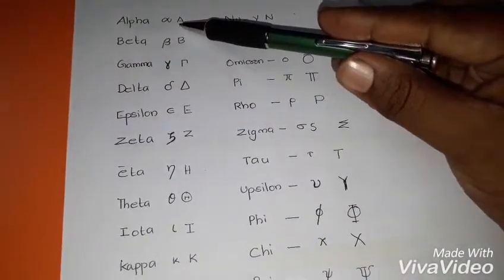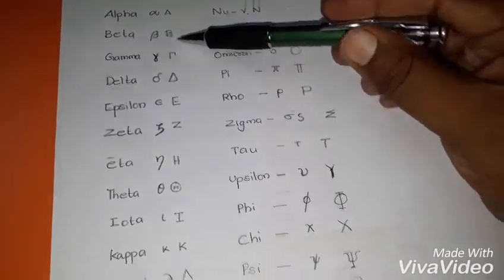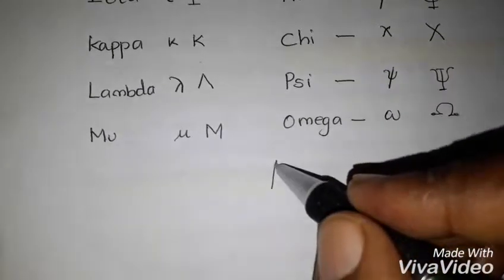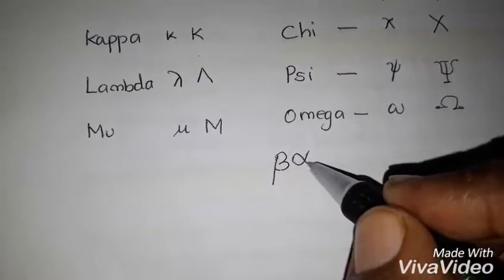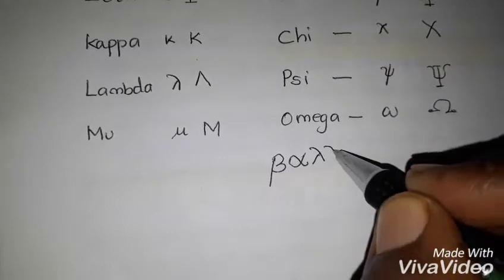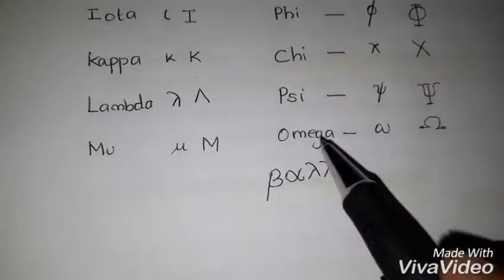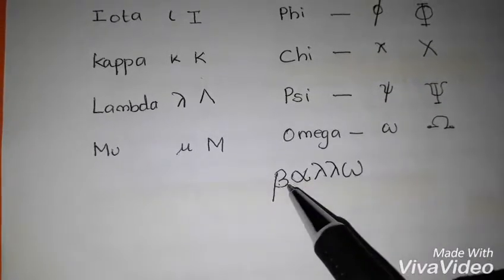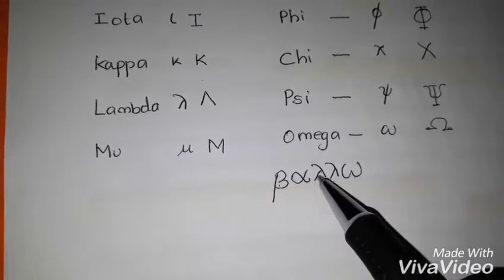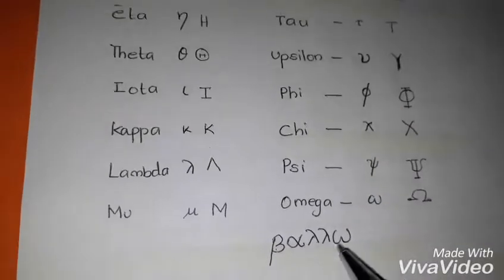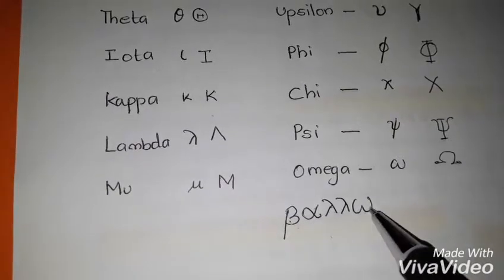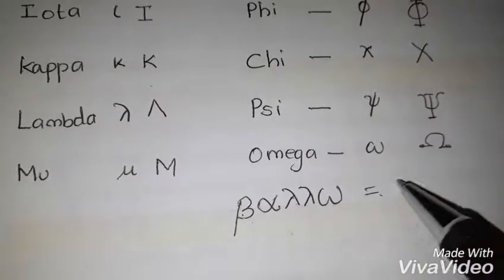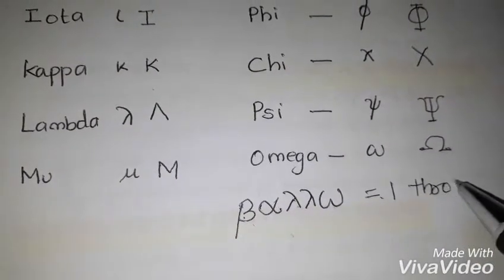If you want to read a Greek word, I'll just give you b a l l o. That is beta, alpha, lambda, lambda, omega. The equivalent letters are b, a, l, l, o. Ballo means I throw.